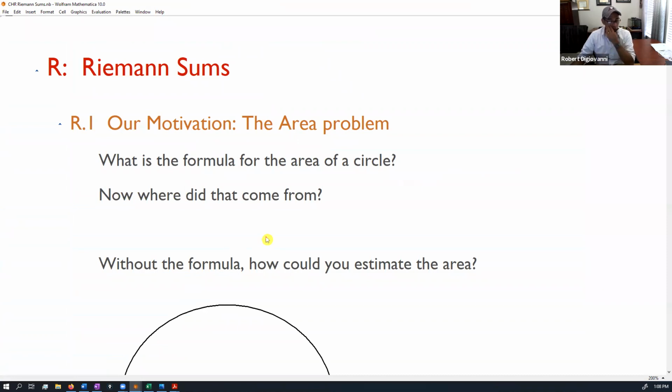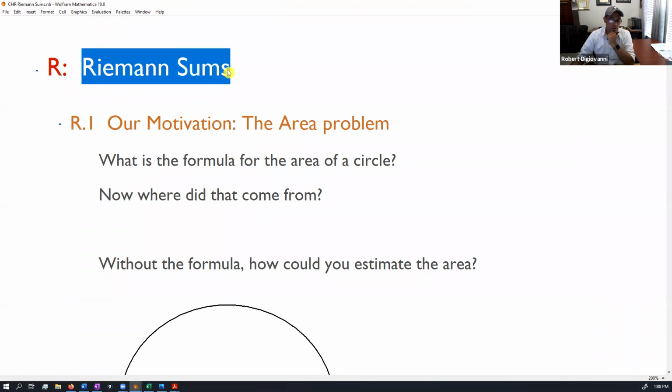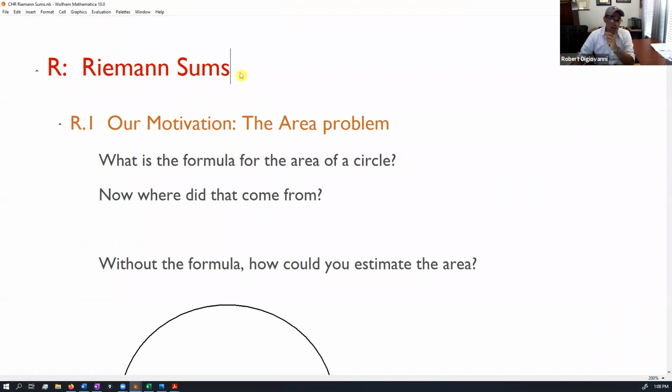Okay, so this is not a chapter in the book. So I've just made up my own notes on this. This is called Riemann sums, and Riemann is a mathematician who was one of the pioneers of using this method. So let's get into the idea. Forget Riemann for right now.